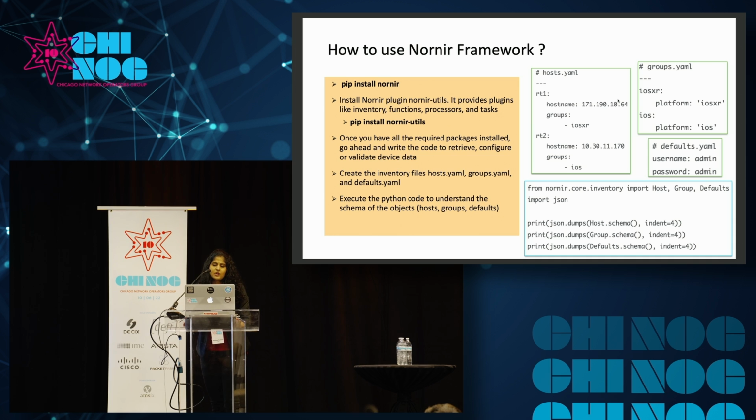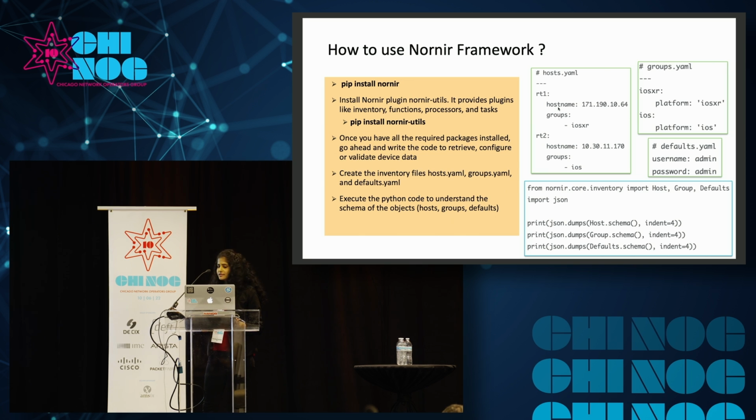So how do you use this Nornir framework? Firstly, just like Napalm, you have to install Nornir and install the Nornir plugin called Nornir Utilities. It basically provides the inventory functions, processes, and task plugins. Once you have all these packages installed on your local machine, you can write code to retrieve, configure, or validate the device data. Here are the inventory files you can see on the screen.